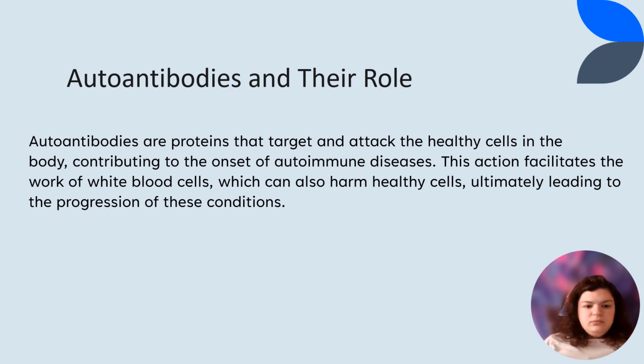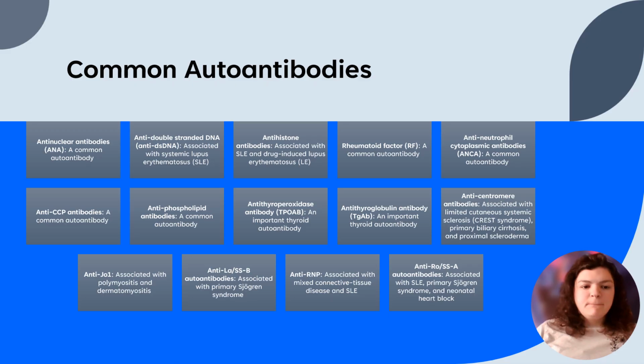Autoantibodies and their roles. Autoantibodies are proteins that target and attack the healthy cells in the body, contributing to the onset of autoimmune diseases. This action facilitates the work of white blood cells, which can also harm healthy cells, ultimately leading to the progression of these conditions. Some common antibodies: we already talked about the ANA and the double-stranded. Antihistone is another common antibody found among patients with SLE, but it can also occur in drug-induced lupus, where some drugs, such as certain antibiotics, can cause this and it mimics SLE, but typically after someone stops the drug that is causing it, the symptoms go away.